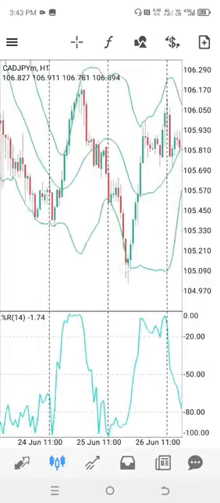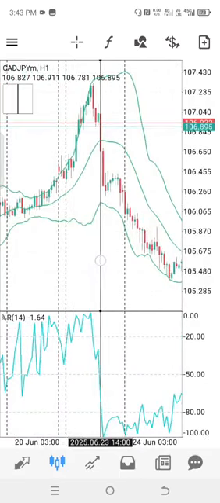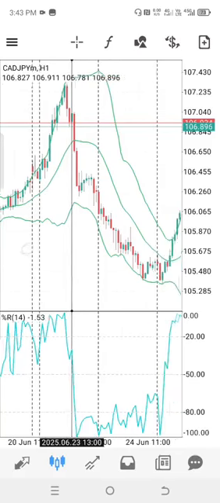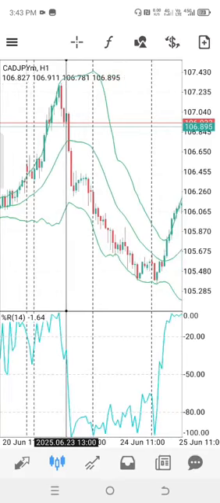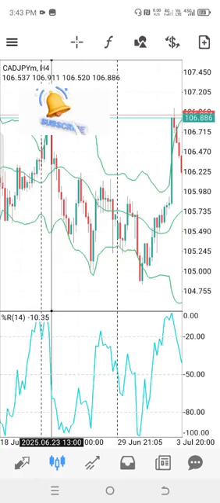Okay, and on the H1 time frame, I wait for the Williams percentage range to drop down to the minus 50 level, and then I take my trade. Now see my entry, guys. See what the market did. So like I said, this is a very simple strategy, guys. A very simple strategy that you can take advantage of to make money for yourself.